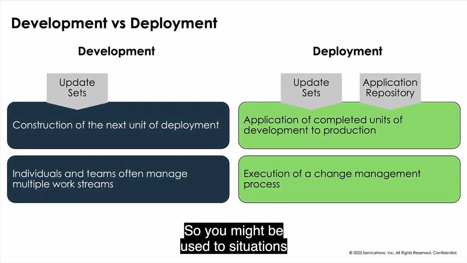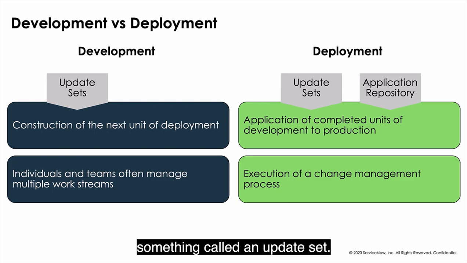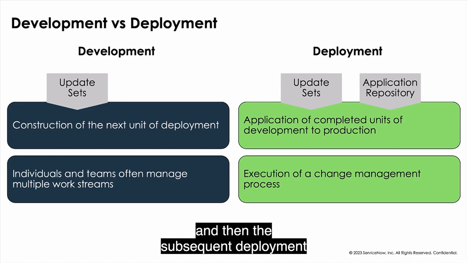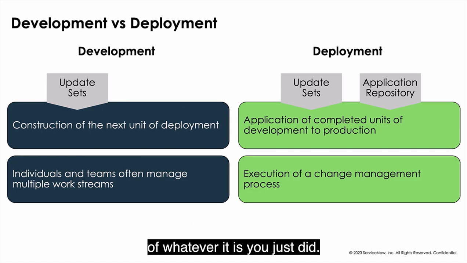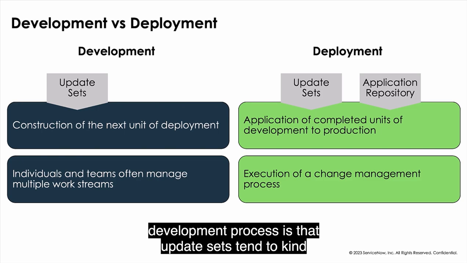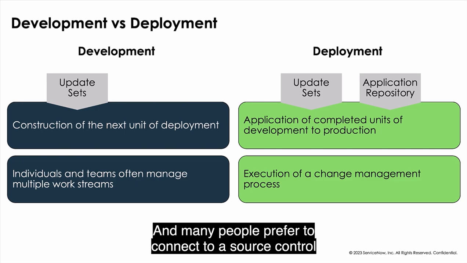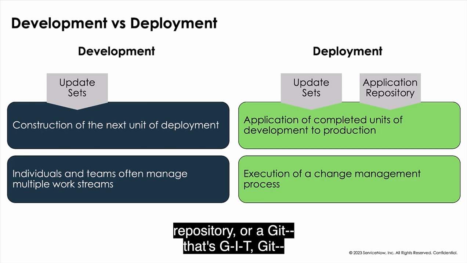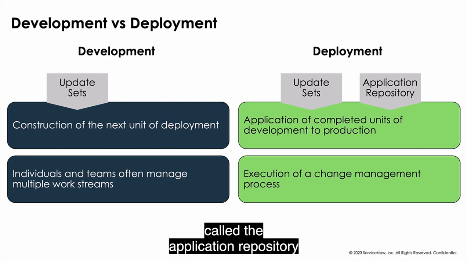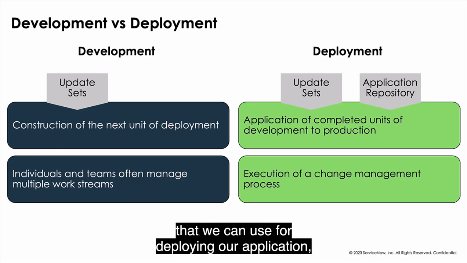So, you might be used to situations with legacy stuff where you're using something called an update set, and that update set might get used for both managing the development process and then the subsequent deployment of whatever it is you just did. Well, what we're going to see in this scoped application development process is that update sets tend to kind of fall into the background, and many people prefer to connect to a source control repository, or a Git solution, for managing the development process. And then we've got this nice thing called the application repository that we can use for deploying our application.